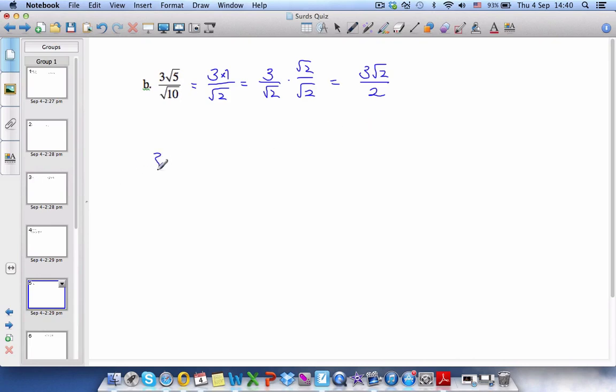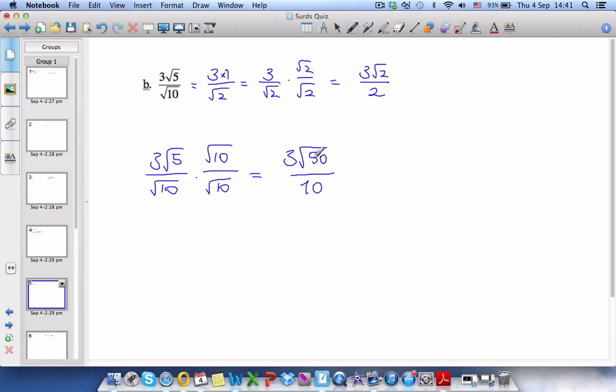Some of you looked at this and did, okay, well, I am going to rationalize the denominator, and so I'm going to multiply both the denominator and the numerator by square root of 10. Well, that's a good start. So you get 10 in the denominator and 3 root 50. Some people said this was 15, which was a big problem. And some people left it as square root of 50, but that's not okay.